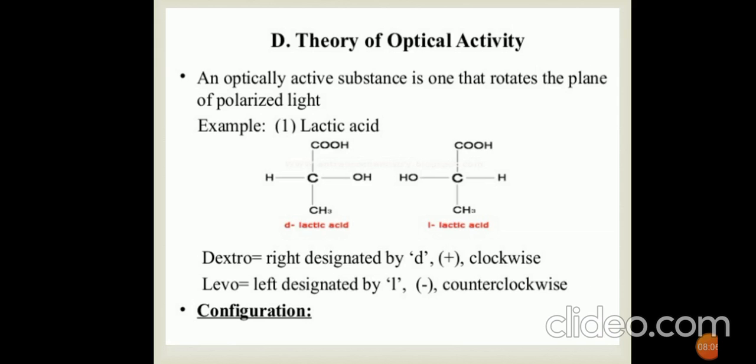Next is the theory of optically active compounds. Everyone knows that in chemistry this is a very important part: dextrorotatory and levorotatory. An optically active substance is one that rotates plane polarized light. Here is the example: dextrolactic acid and levolactic acid, which are mirror image structures. If it rotates to the right, or clockwise, it is dextro. If it rotates to the left, or counterclockwise, it is levo. That means levorotatory compound.